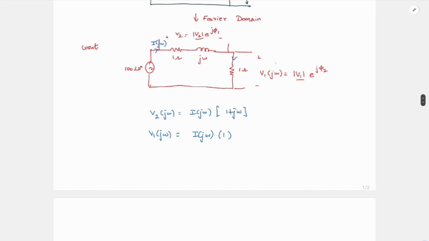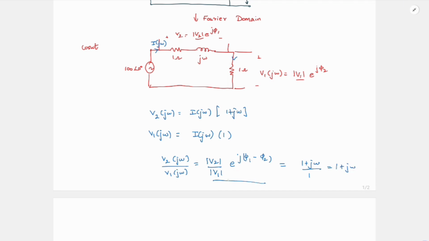So now you take these both. What will you get? Let's say V2 of j omega by V1 of j omega. So from here what you get? Mod V2 by mod V1 e power j phi 1 minus phi 2, right? And here what do you get? You get I of j omega goes away. You get 1 plus j omega by 1. So this is nothing but 1 plus j omega.